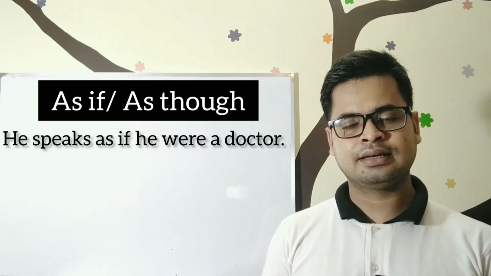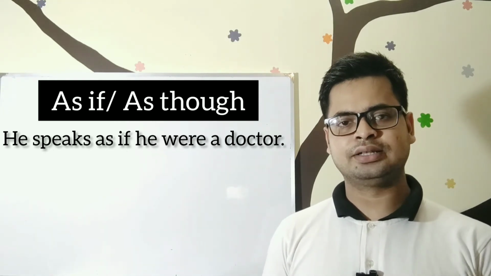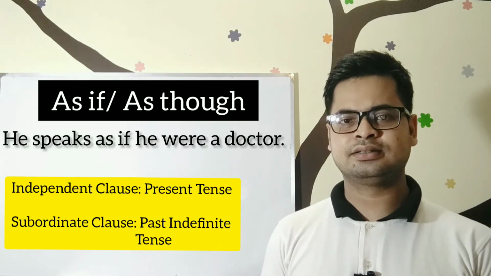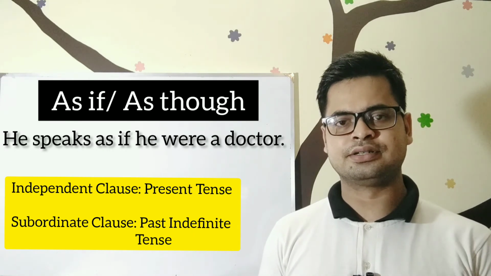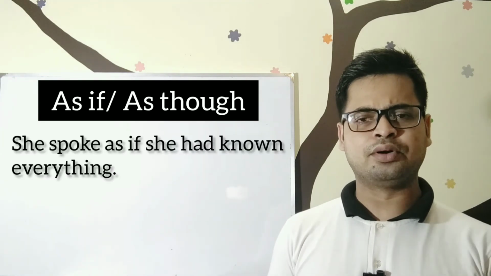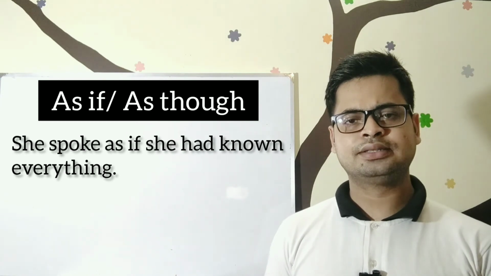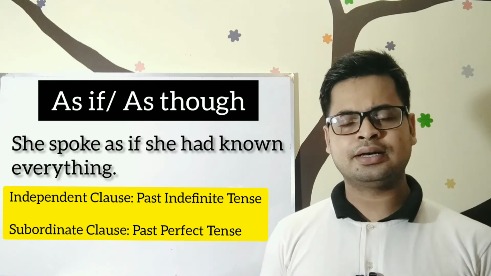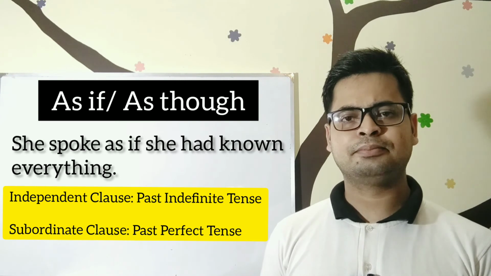He speaks as if he were a doctor. Here you can see if the independent clause is in present tense, the subordinate clause will be in past indefinite tense. Another example is she spoke as though she had known everything. Here you can see that when the independent clause is in past indefinite tense, the subordinate clause will be in past perfect tense.